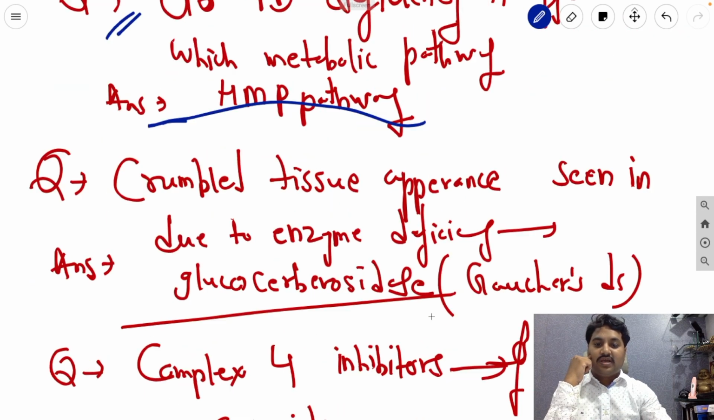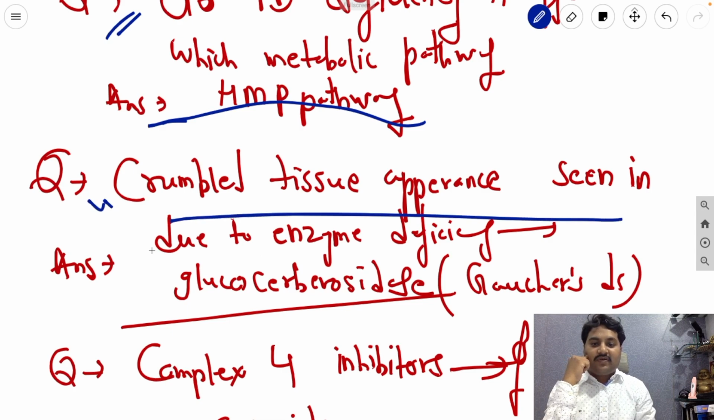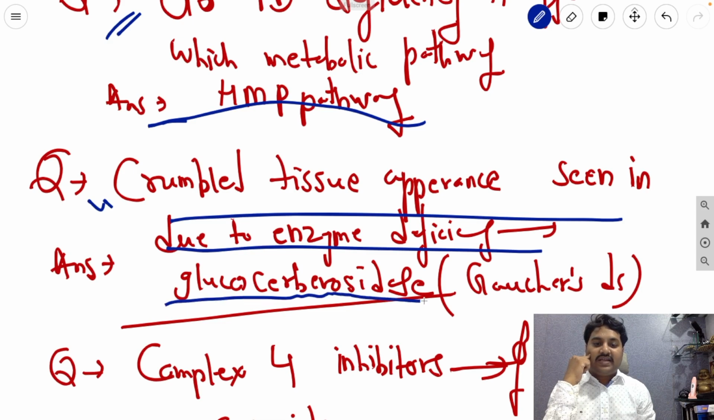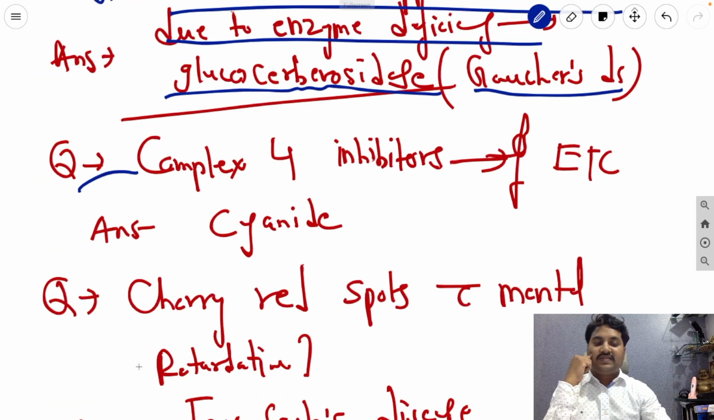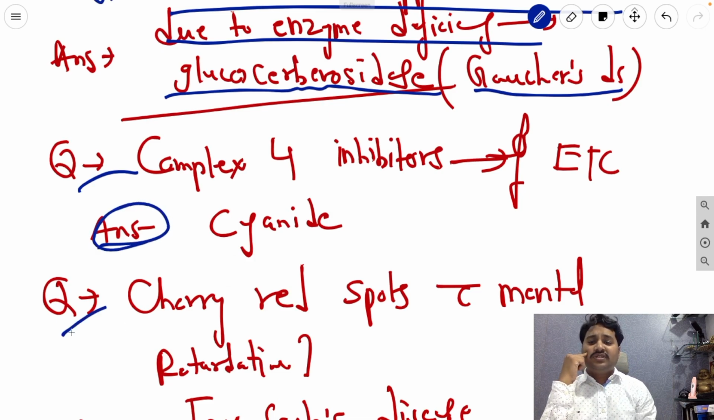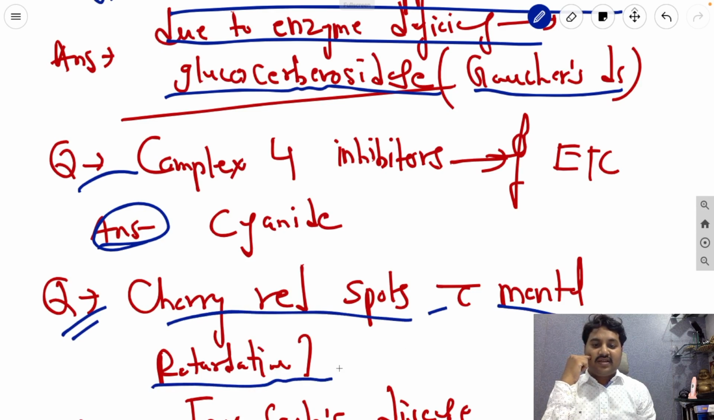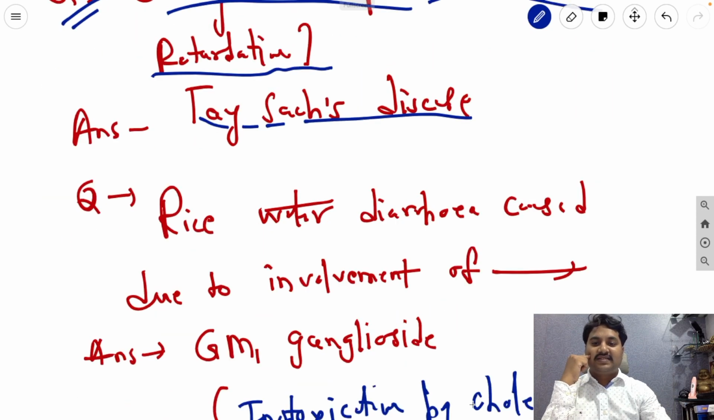The next question is, crumbled tissue appearance is seen in which type of enzyme deficiency? The answer is glucocerebrosidase deficiency. That is seen in Gaucher's disease. Next question is complex 4 inhibitors of ETC, that is electron transport chain. The answer is cyanides. Next question is cherry red spots with mental retardation is seen in. The answer is Tay-Sachs disease. So these are also some one-liners which were asked in the examination.